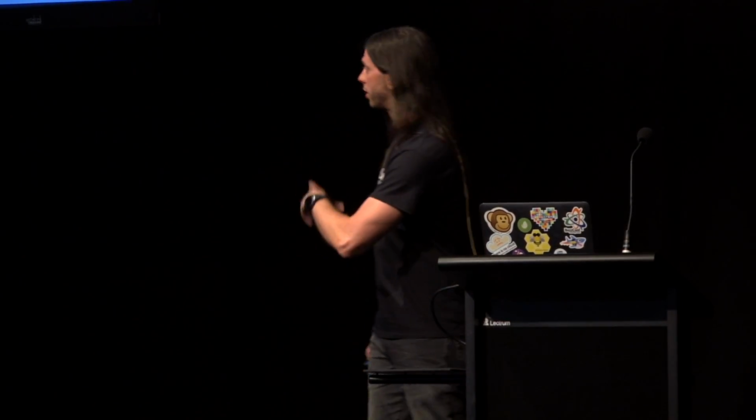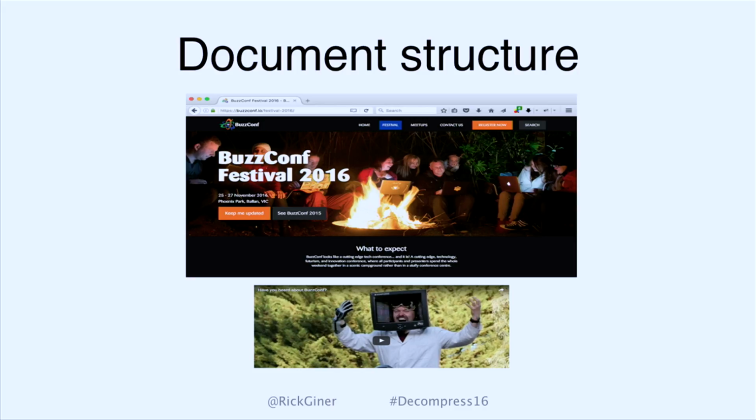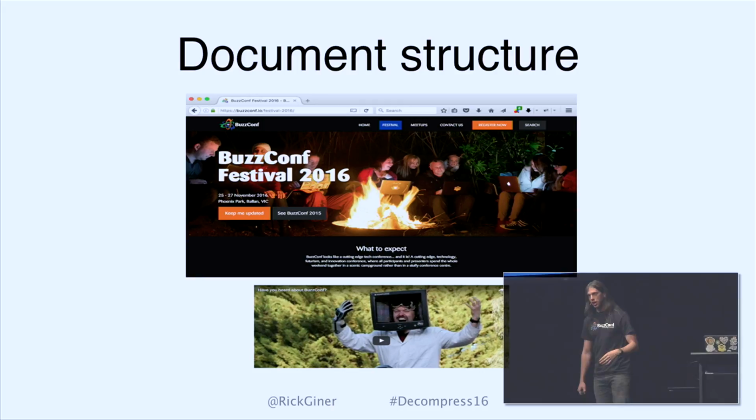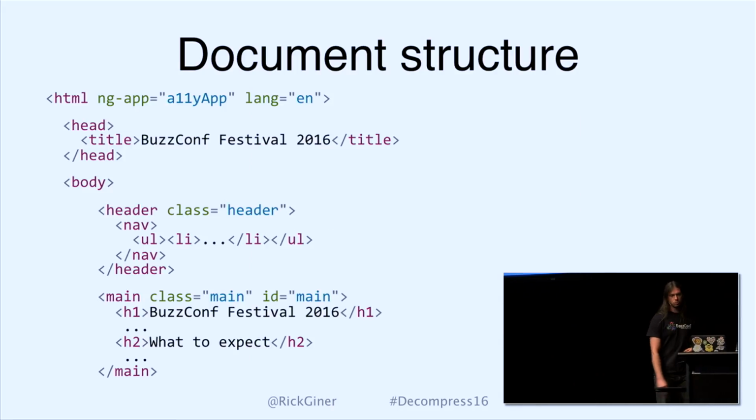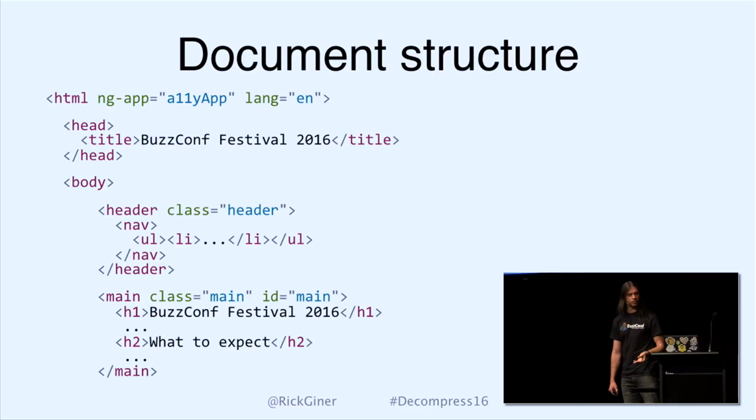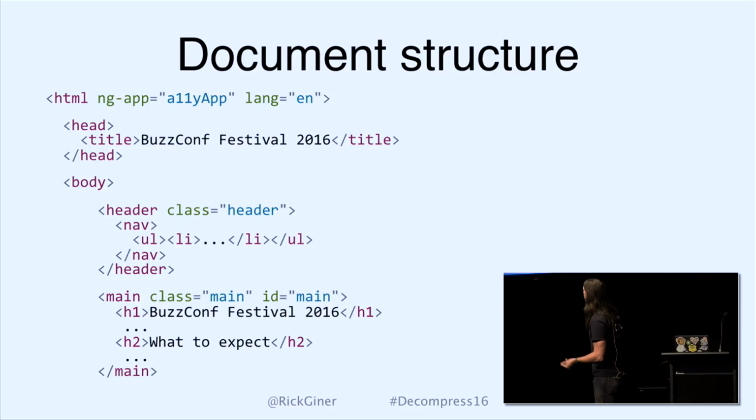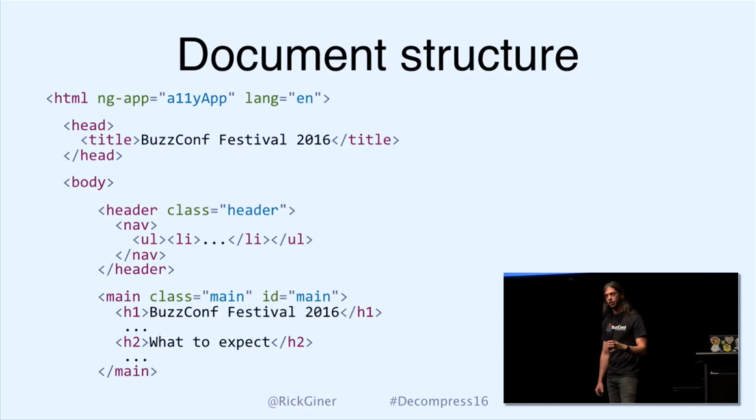So this is a random website from my history. It's a BuzzConf website. And it has a pretty typical structure. It's got a logo, a navigation along the top. It's got a heading, some content, a subheading. If we look at the actual markup, we can see that it's semantically described. It's easy to read. We've got a head block with a document title. Within the body, we have a header. It has a navigation tag. It's got list items inside it. We have a main block, and it has a single H1 attribute. And then below that, it has other headings and other content.